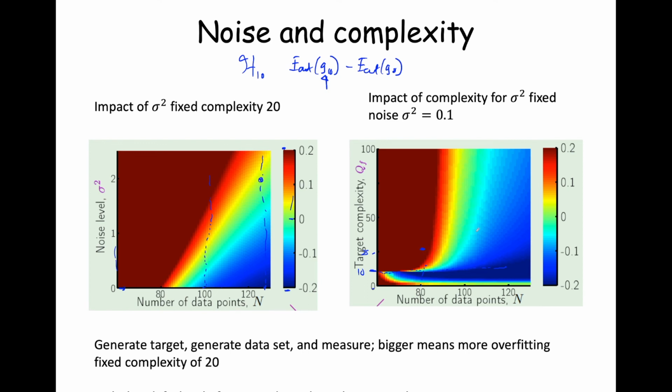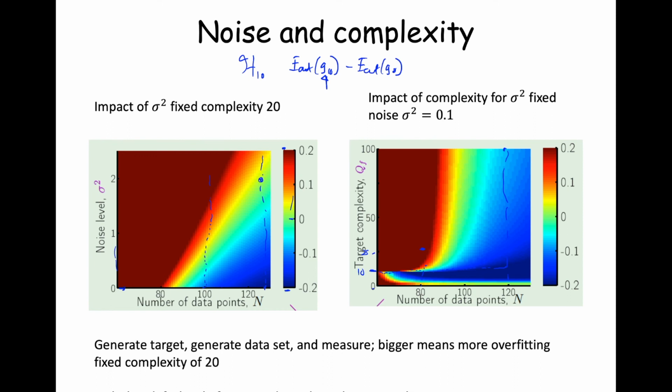If we increase our data points enough, we're not overfitting up through and including a very high target function complexity, because we have enough data points to pay for the complexity of our H10, our degree 10 polynomial hypothesis set. On the right-hand side, we see a similar behavior in that we get overfitting, but in this case it's because the target complexity exceeds the capability of our hypothesis set, and this difference, E out of G10 minus E out of G2, is much larger because G10 is overfitting.